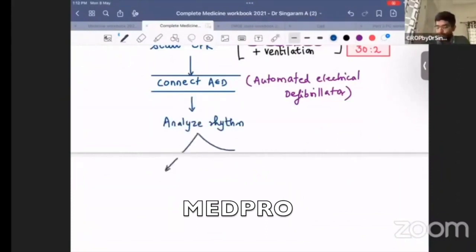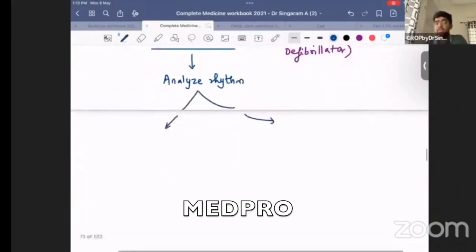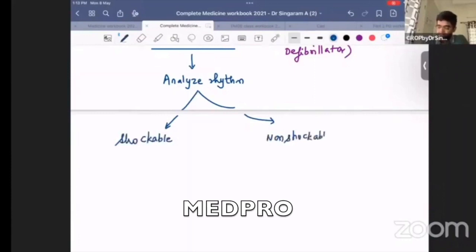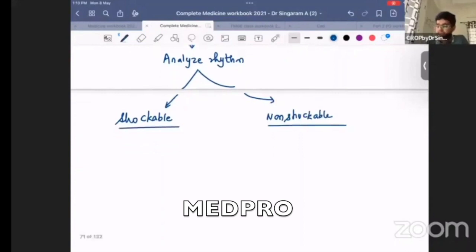What are the two types of rhythm? One is a shockable rhythm. Another one is a non-shockable rhythm. What are the shockable rhythms? I have already told you during cardiac arrest: VT, ventricular tachycardia, and one more is VF.